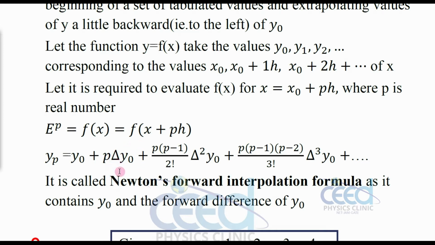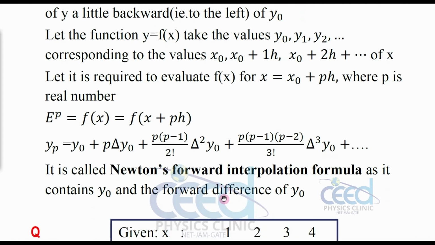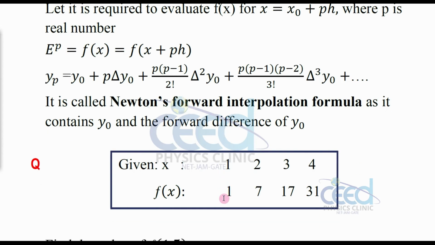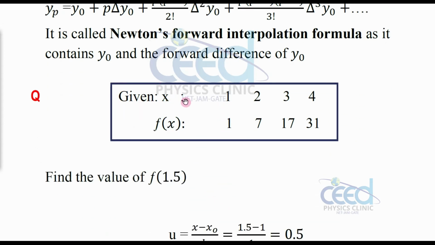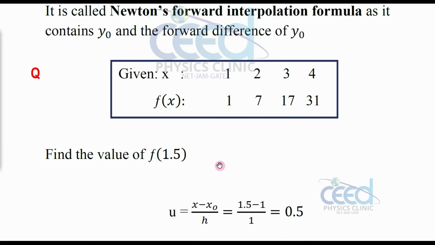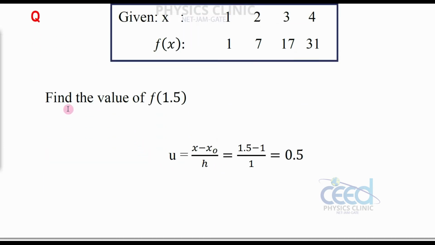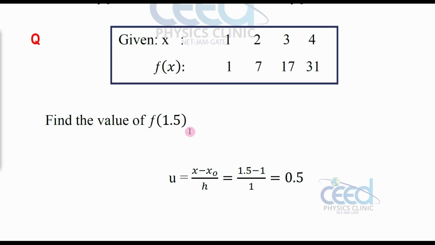Let me do one example to familiarize you with delta y0, delta square y0, and delta cube y0. Let us start with an example. Suppose you have some function f of x, and the given x values increase in each step by 1 unit: 1, 2, 3, 4, and the corresponding f of x values are 1, 7, 17, 31. Now we can define the p value. We want to find the value of f of 1.5.